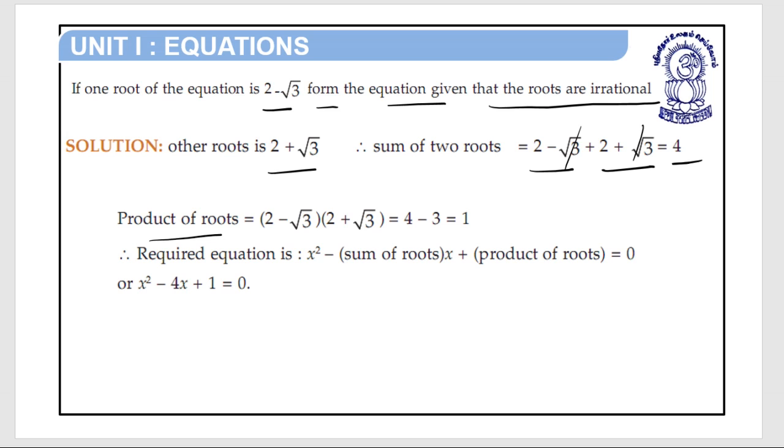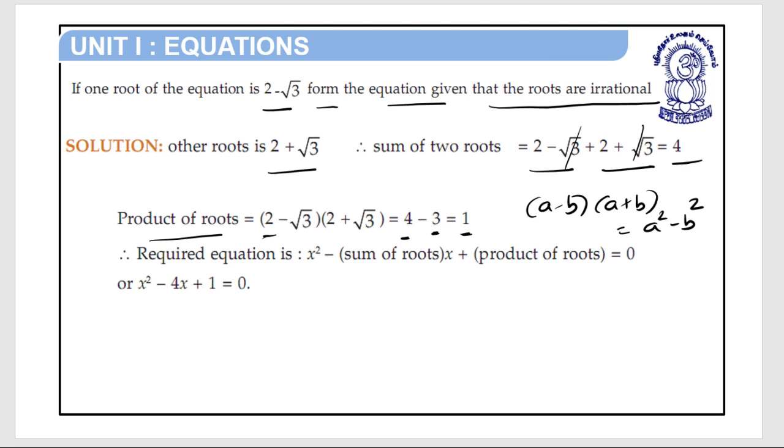Now the product of roots. 2 plus root 3 into 2 minus root 3. Here it is (a minus b) into (a plus b), so a square minus b square is used. So 2 square is 4 minus root 3 square is 3. So 4 minus 3 is equal to 1.